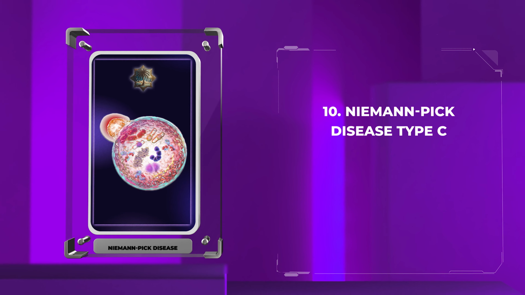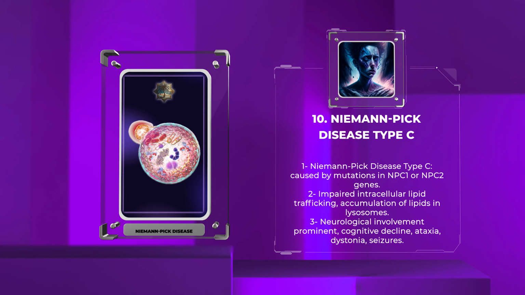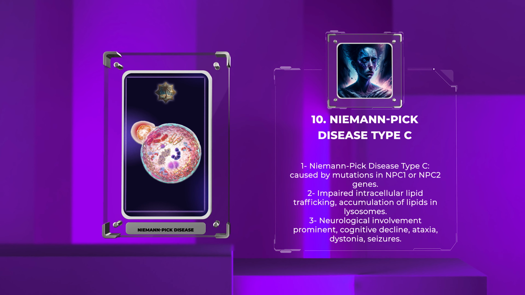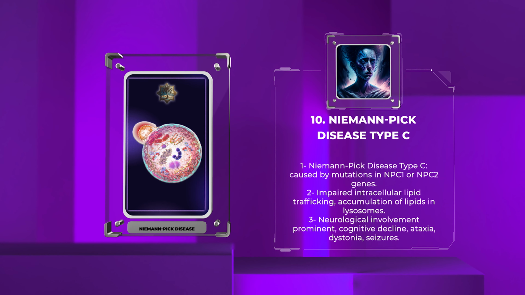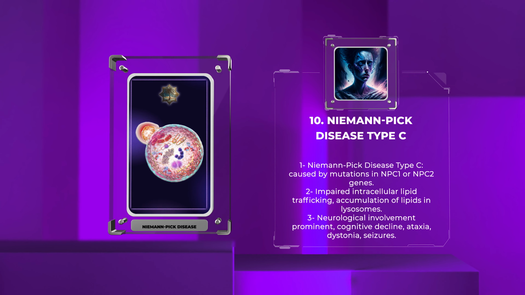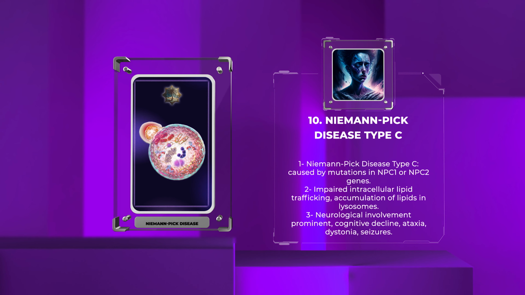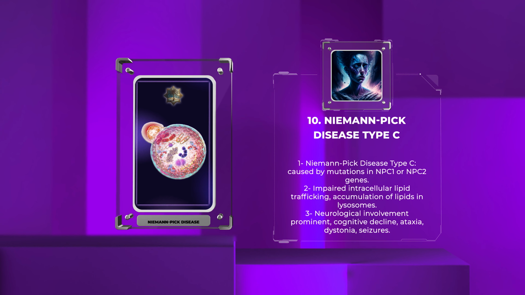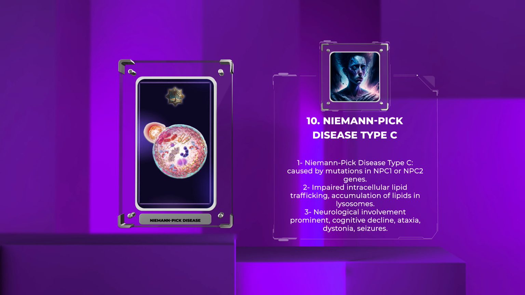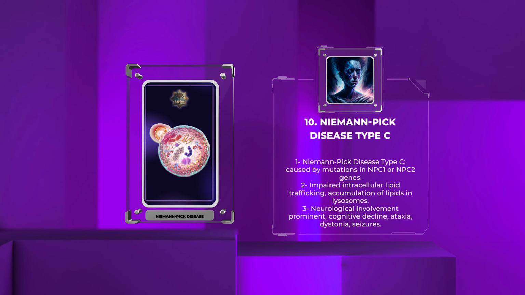Niemann-Pick disease type C is caused by mutations in the NPC1 or NPC2 genes, which can result in impaired intracellular lipid trafficking. This impairment leads to the accumulation of lipids, including cholesterol, in lysosomes. Type C is characterized by a wide range of symptoms and can affect multiple organs, including the brain, liver, spleen, and lungs.